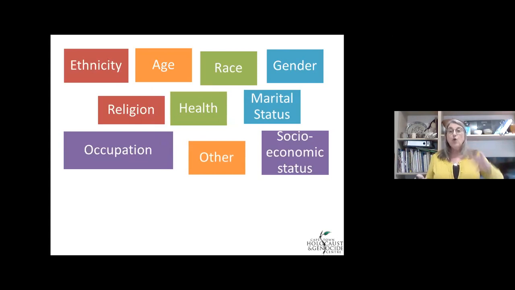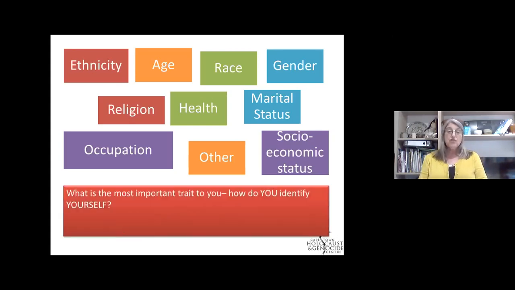Socioeconomic means where you sit on the scale of economy in a country. Are you one of the top earners, middle, lower middle, or lower earners? So that's what your socioeconomic status means. So now, looking at those words, I want you to think about what in these traits, whether it's age or race or religion or health, what is the most important trait to you? How do you identify yourself?